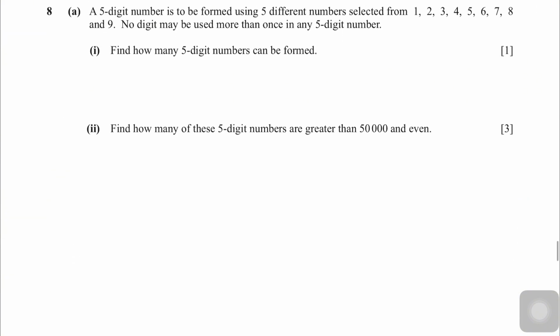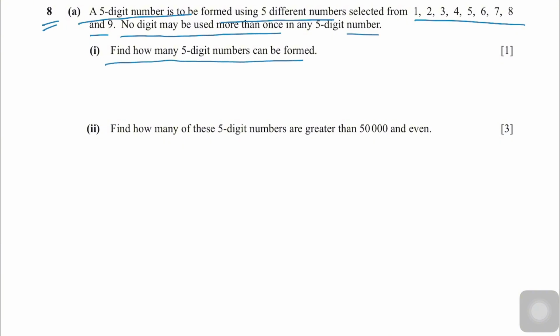Now moving on, we have our question 8. A 5-digit number is to be formed using 5 different digits selected from 1, 2, 3, 4, 5, 6, 7, 8, 9. No digit may be used more than once in any 5-digit number. Find how many 5-digit numbers can be formed. So for the first we have 9 choices. For the next we have 8, then 7, then 6, and then 5. So we have to select 5 from 9. This would be 15120, using our calculator over here.